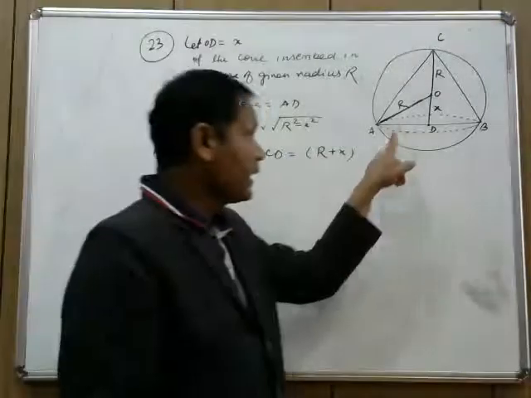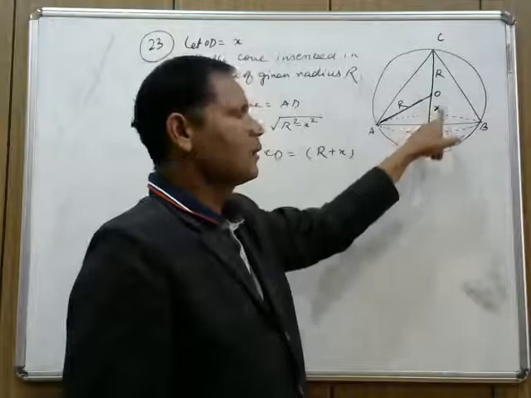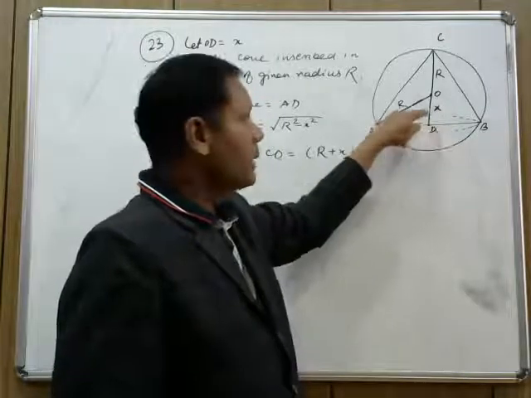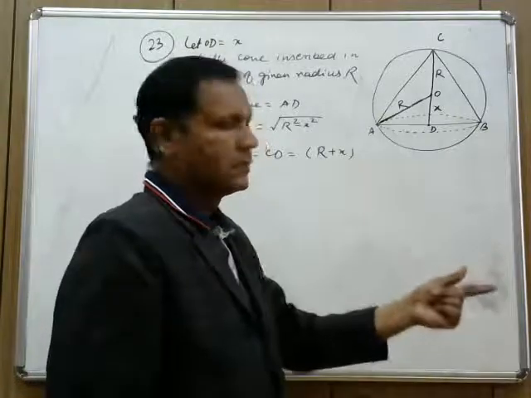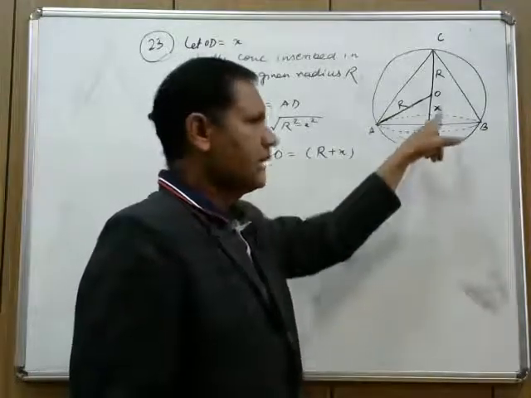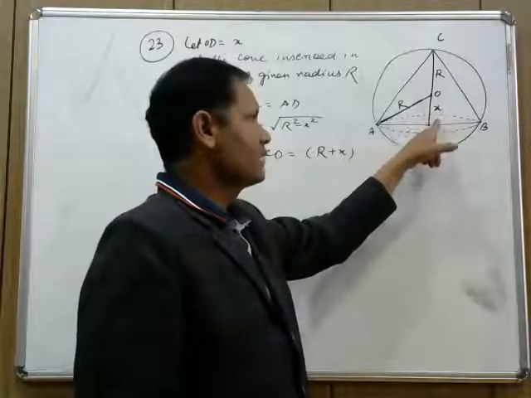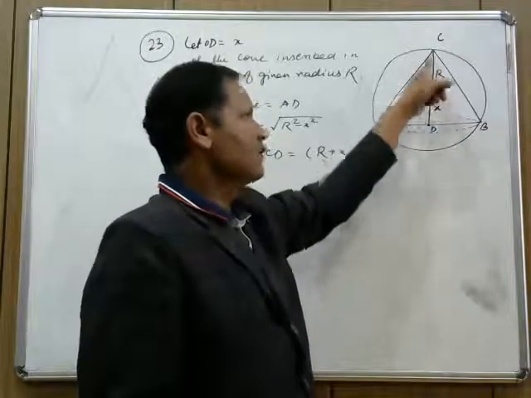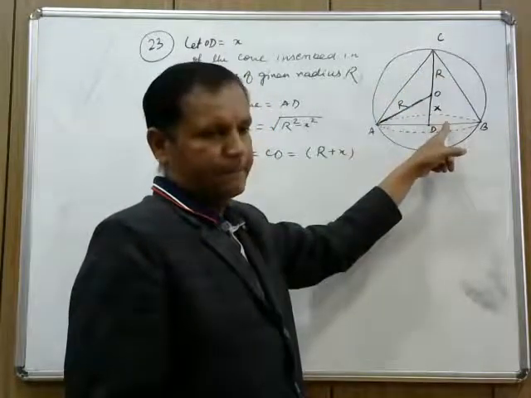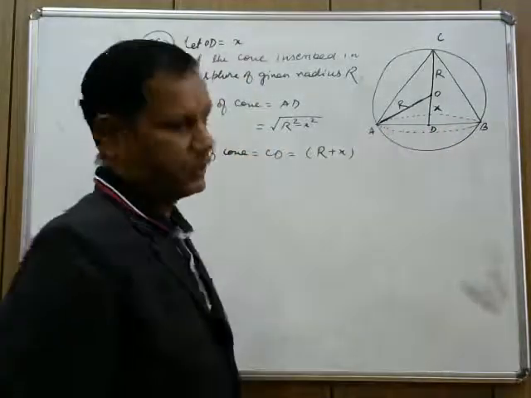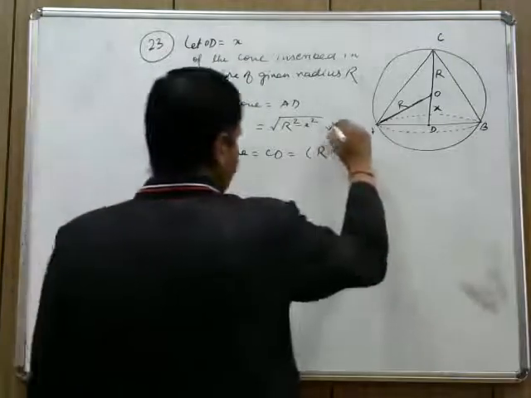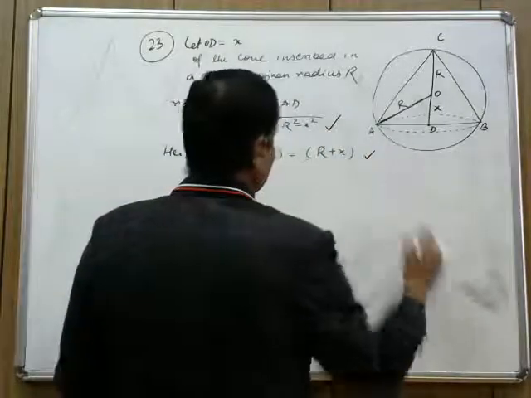See, if I would have taken x the other way, then here I would have got under root R square minus x square. It would have been difficult to add with this R and to differentiate it. That's why just switch over, take this as x, and then the height of the cone becomes R plus x, and the radius AD is equal to under root R square minus x square. So now we have got the radius and the height of the cone.